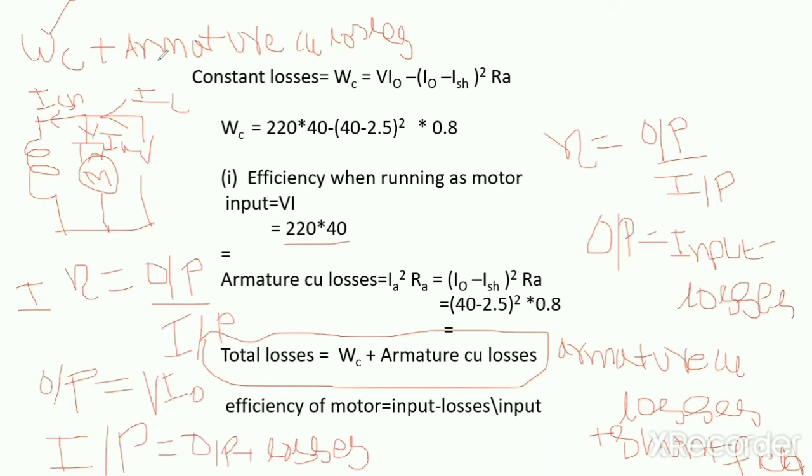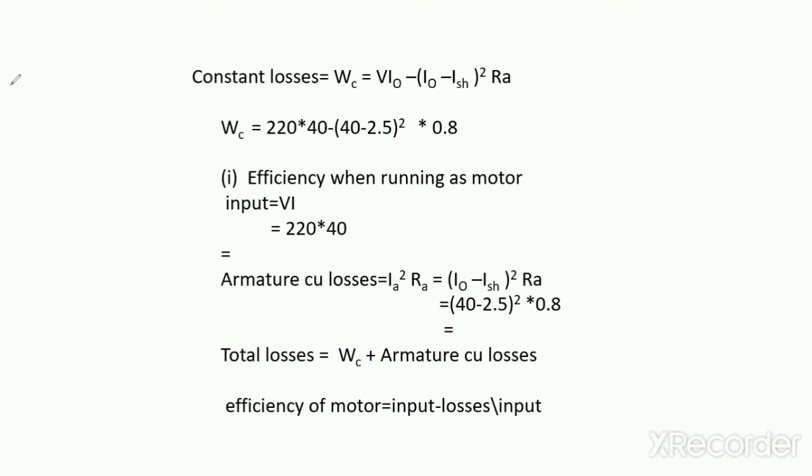Next, what is the armature copper losses? In the case of a DC generator, what is the formula? First, we draw the DC shunt generator. This is the field winding of the DC shunt. This is the generator armature of a DC generator. And this is the load.